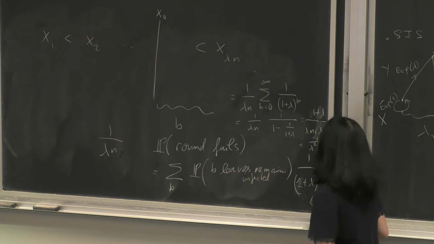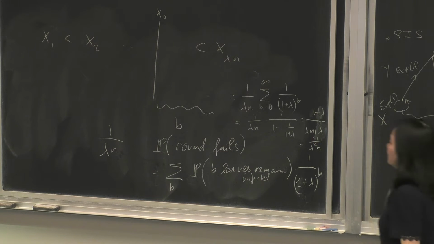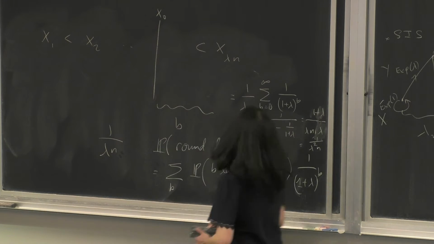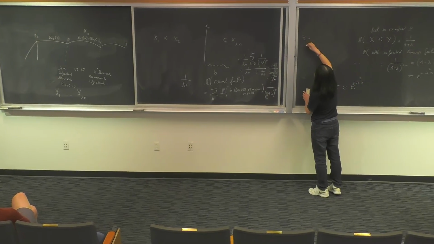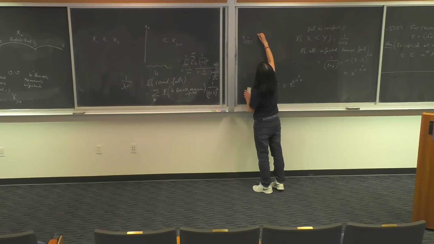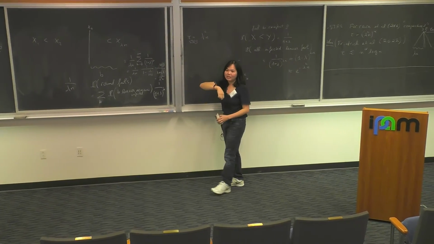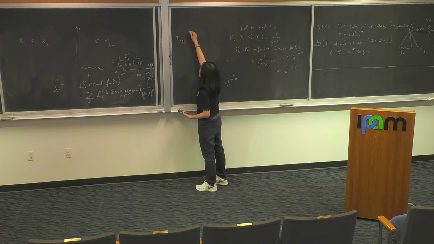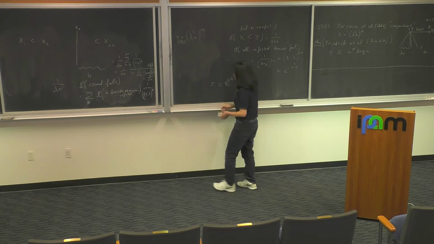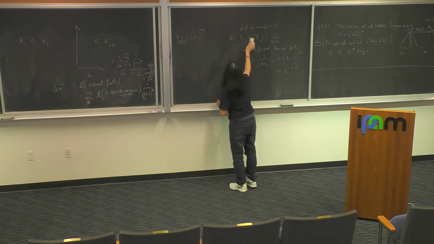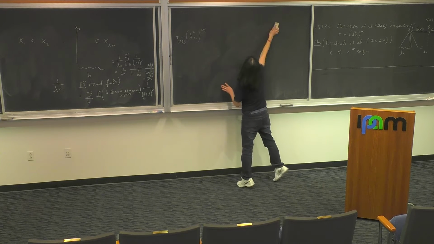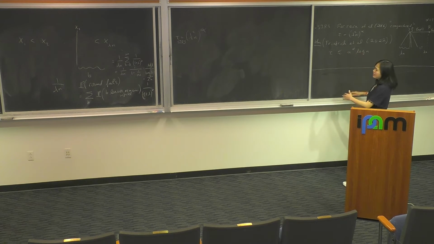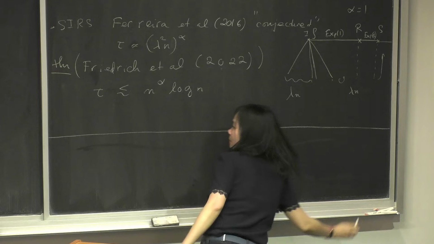So each round fails with probability 1 over lambda square n. Therefore, we expect to see lambda square n rounds successful. And therefore, we would expect SIRS to survive until time lambda square n. That's for alpha equals 1. In general, we can try to do the same calculation and get where that heuristic, this conjecture comes from, and this is basically how the idea of proving this one with my students.